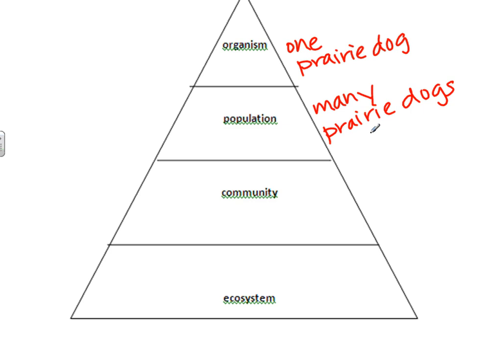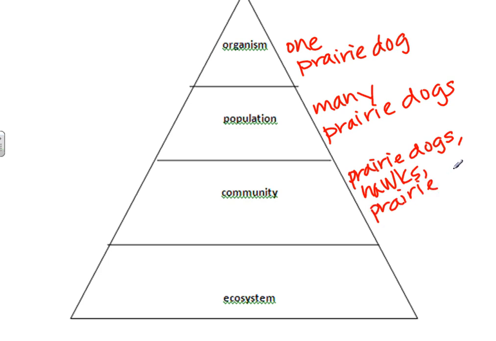Now a community has different populations that are all interacting together, like our pronghorn and bison example. For this example, you might have prairie dogs, you might have hawks, you might have prairie fowl, that's a bird, and you might have snakes, and other biotic factors that are included in there.